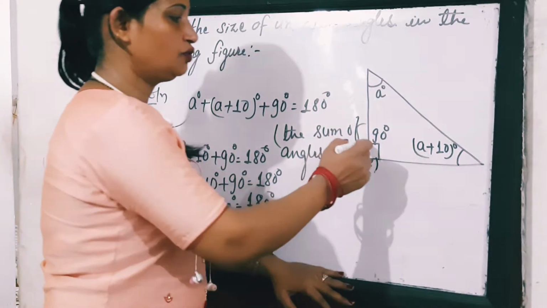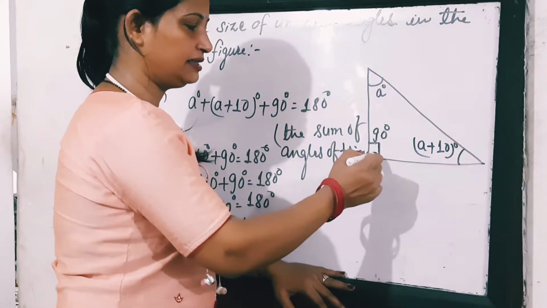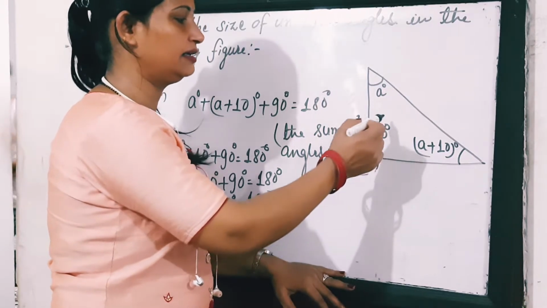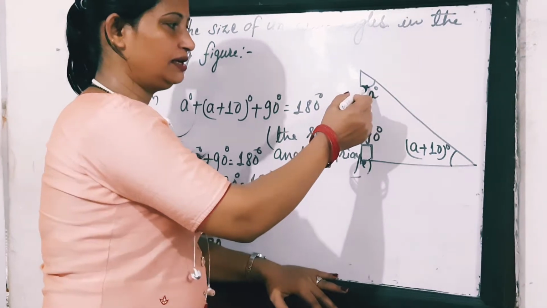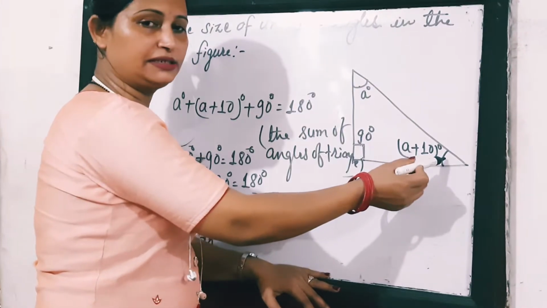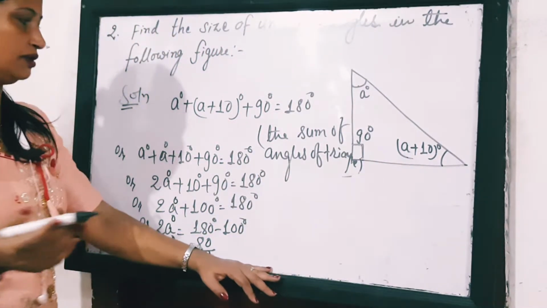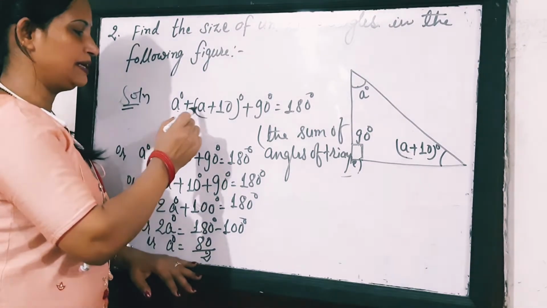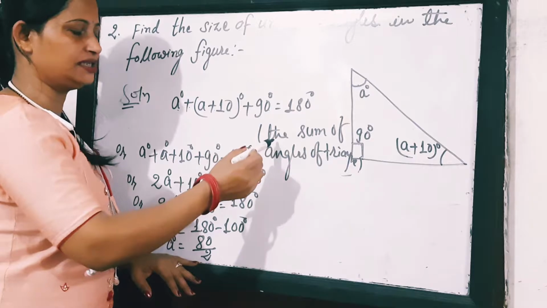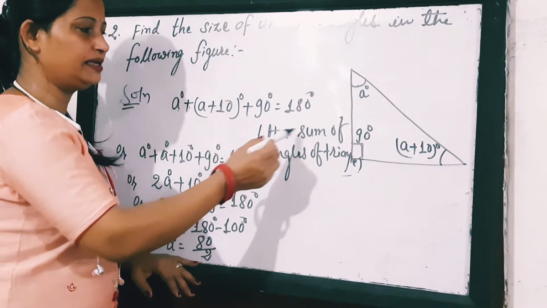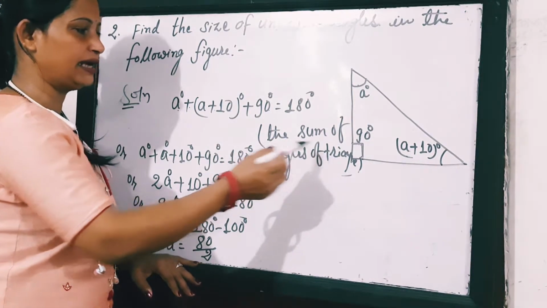Look here how to solve this type of question. In this question, it is a right angle triangle, and it is 90 degree. Another one is a degree and a plus 10 degree. How to find out the angles of the triangle? a degree plus a plus 10 degree plus 90 degree is equal to 180 degree. What is the reason? Being the sum of the angles of the triangle.